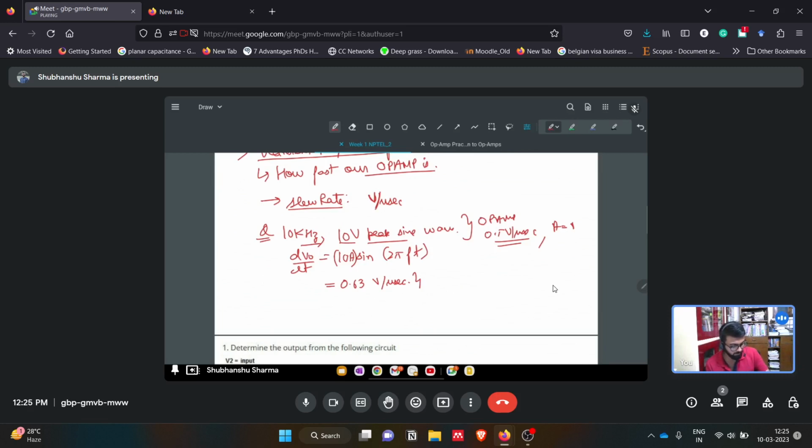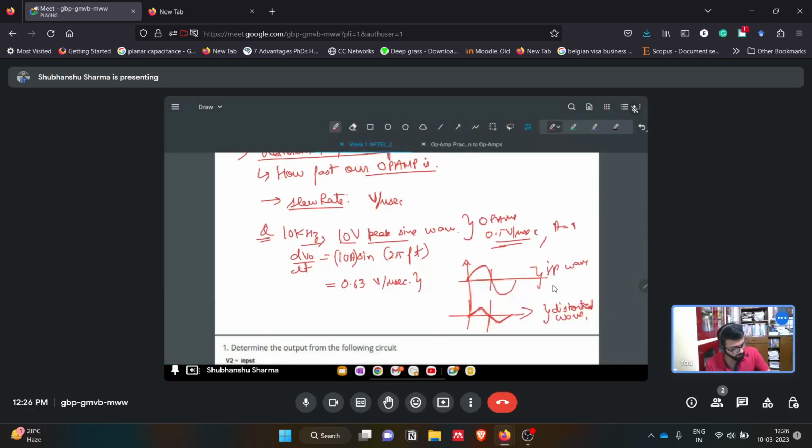If you are giving a sinusoidal signal like this, in reality the op amp will not be able to achieve the speed of this input signal because it is very fast. So in reality it will be a kind of triangular wave, which we call a distorted wave. This is the input wave which we were trying to give, and this is the distorted wave which we will get at the output. So this is how the slew rate limits the output of the op amp.